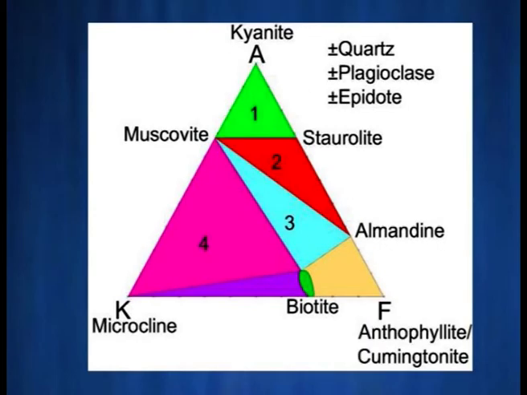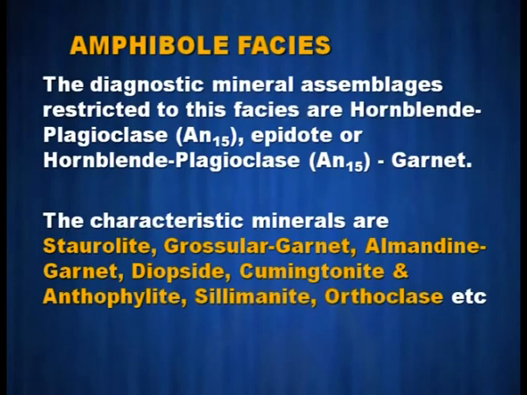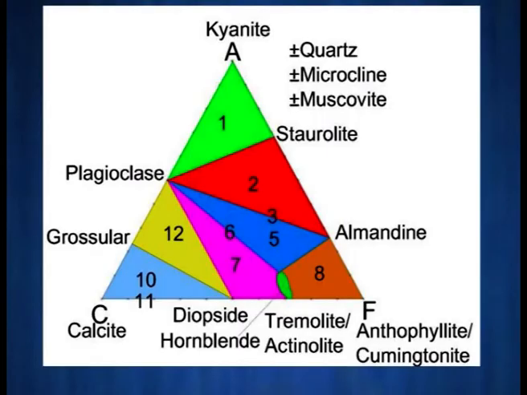Now switch to higher grade of metamorphism, that is your amphibolite facies. The appearance of staurolite is the indicator of the upper limit of the greenschist facies and the beginning of amphibolite facies. The diagnostic mineral assemblages restricted to this facies are hornblende plus plagioclase, anorthite above 15%, with plus minus epidote, or second, hornblende plus plagioclase, anorthite above 15%, plus garnet. The characteristic minerals are staurolite, grossular, garnet, almandine, diopside, cummingtonite, anthophyllite, sillimanite, orthoclase, etc.